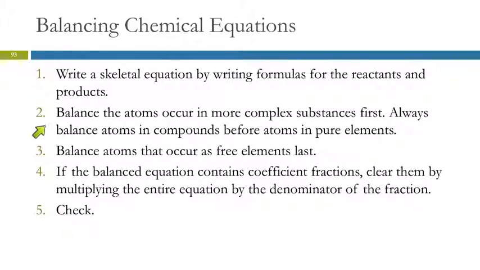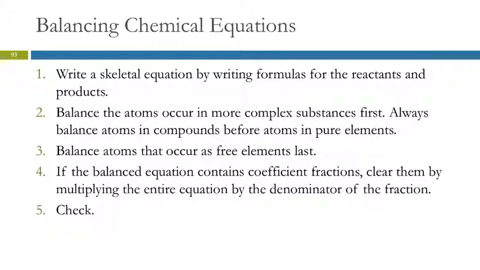Next, you start balancing. This is a method called balancing by inspection, which means we look at it and figure it out. Generally, this is a good idea to do atoms that are in more complex substances first, always doing things that are in compounds before we do any atoms that are pure elements. You take those free elements and do them last.